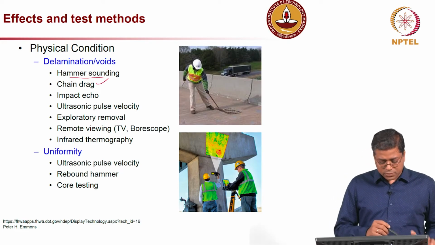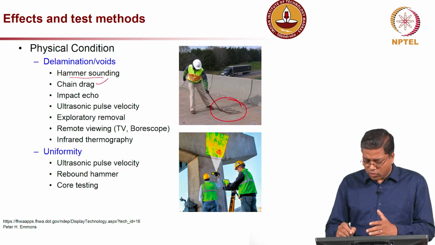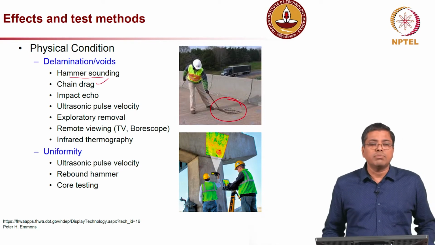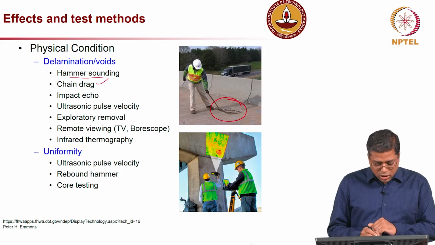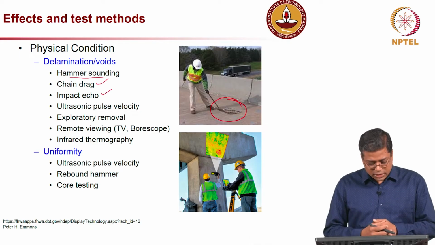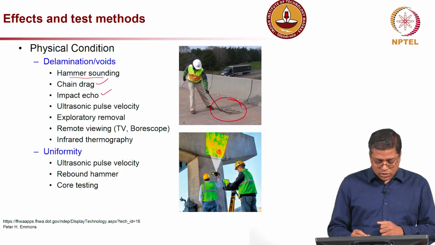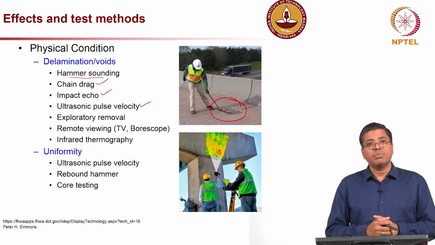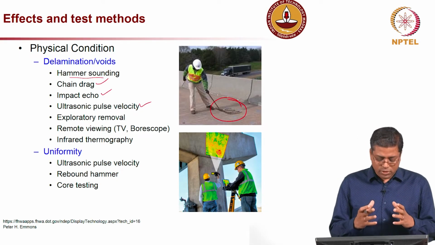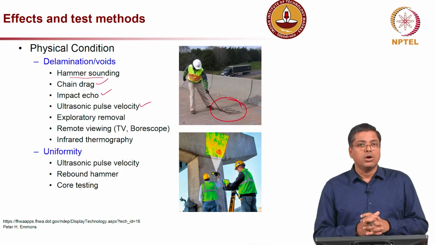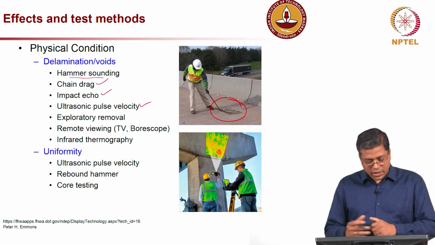Chain drag is an old technique. You can see in this picture there are four chains, and he is dragging them. By hearing the sound he will decide whether the region is delaminated or not. Impact echo is a more sophisticated instrument, but for special cases that could be useful. And then UPV, or ultrasonic pulse velocity, tells you the speed at which the pulse travels, and whether the concrete is integral or not, or if there is a crack inside the concrete. I will cover that in detail later.